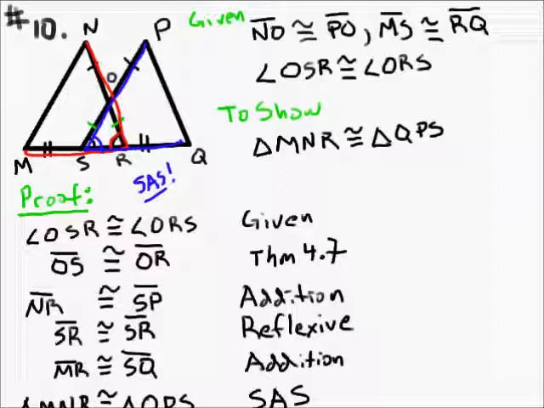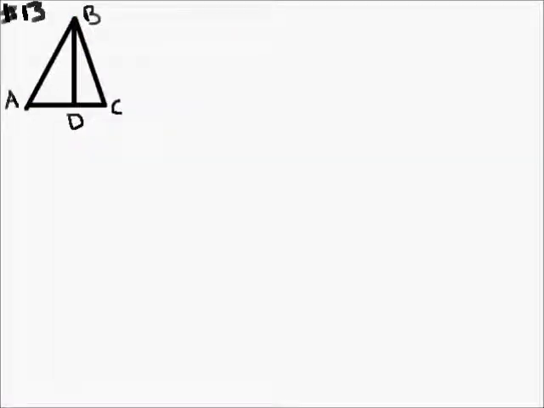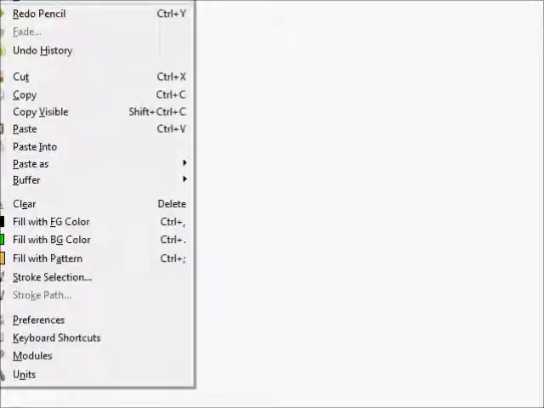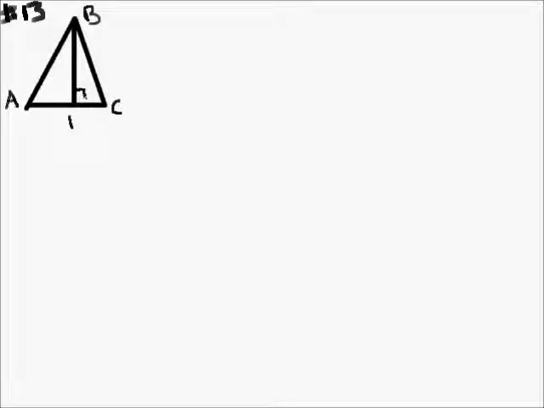So from here I want to take a look at another problem. Okay, I want to take a look at number 13 from the same section, 4.3. Number 13, we're given triangle ABC with the line BD drawn in. BD is an altitude of the triangle ABC. So that means it's perpendicular. And it's also the bisector of angle B.